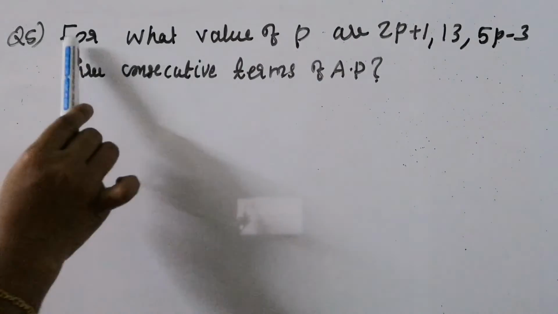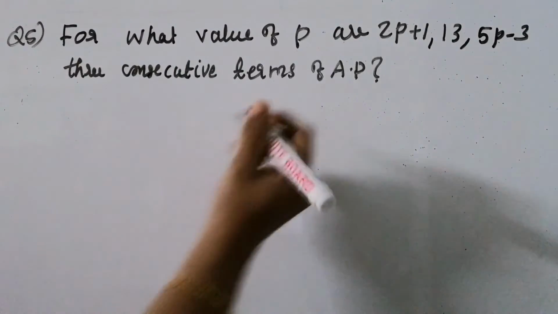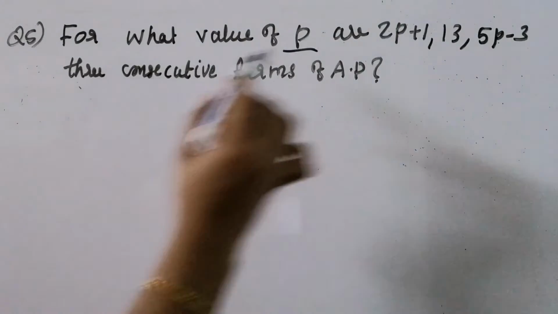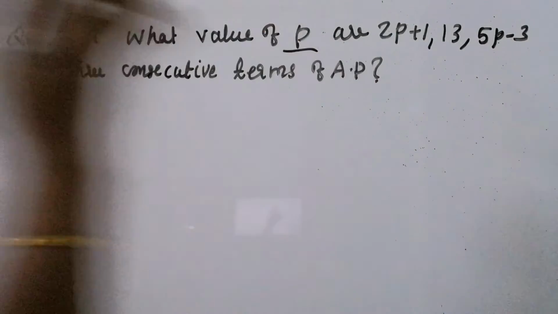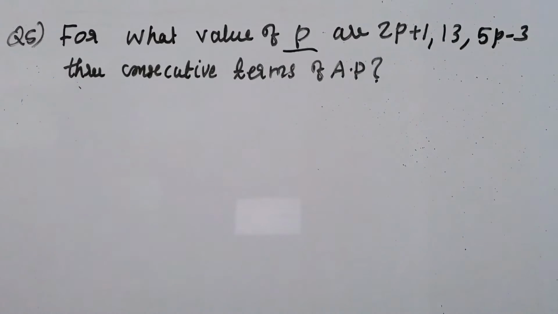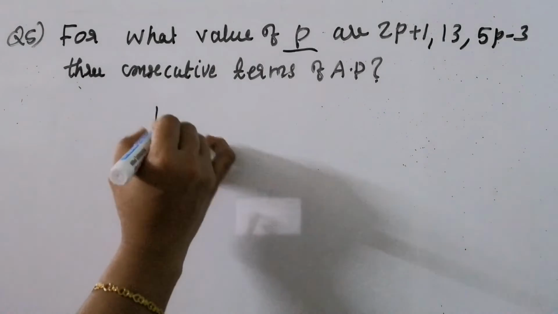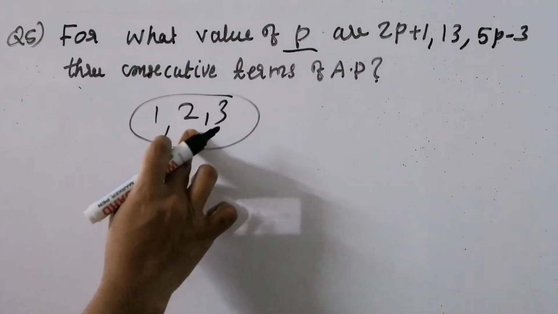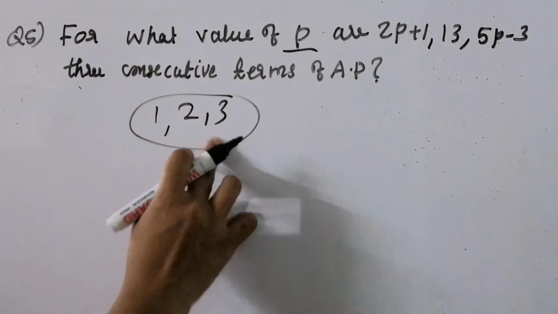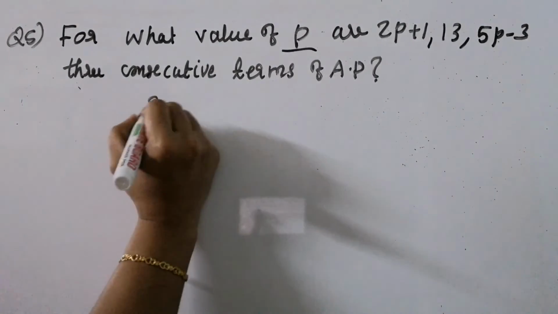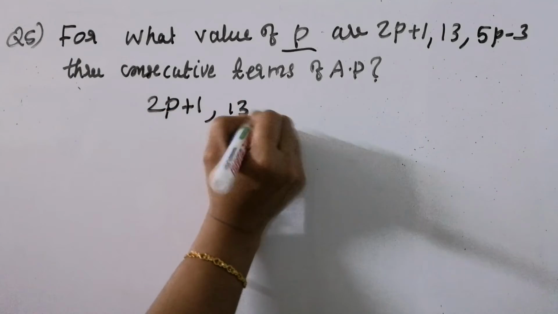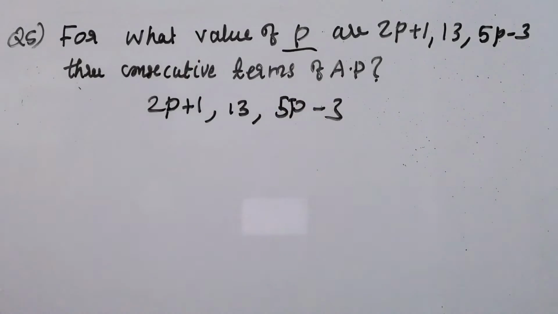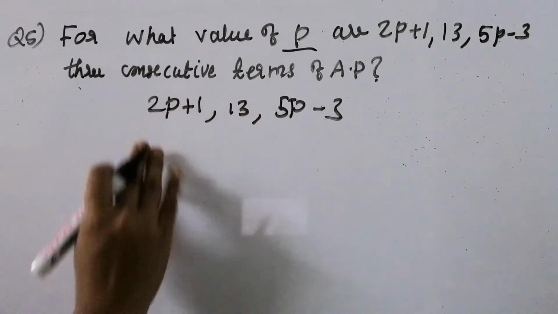So your fifth problem is: for what value of p are 2p plus 1, 13 and 5p minus 3 three consecutive terms of an AP? Consecutive terms means that these are lying like this: 1, 2, 3. These are known as consecutive numbers. After 1 we know that comes 2, after 2 we know that comes 3. The same way, this one is 2p plus 1, after it the number is 13, and after that the number is 5p minus 3. These are consecutive numbers, each one beside the other, together.